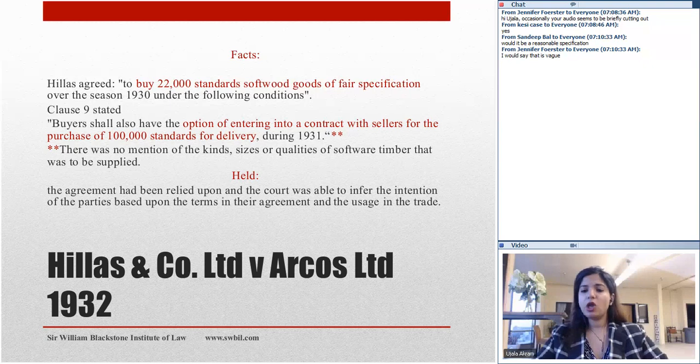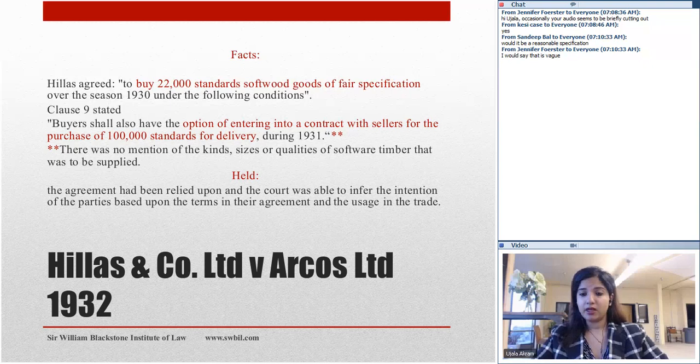Now there was a lot of debate centered on the meaning of 100,000 standards. It was a vague term, but it was debated whether courts could put a meaning to it, okay? And whether the courts could imply terms explaining what is actually meant by 100,000 standards. Now the House of Lords accepted that the agreement was complete and binding, in contrast to Scammell versus Outson. So in this case, the House of Lords accepted that the agreement was complete and binding.